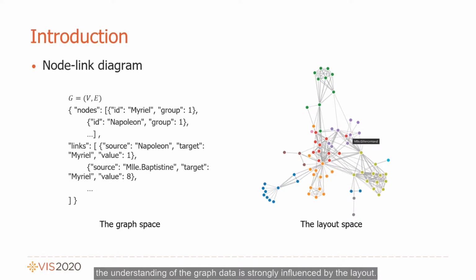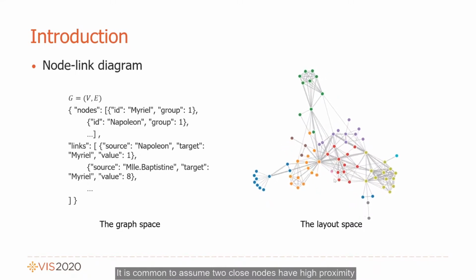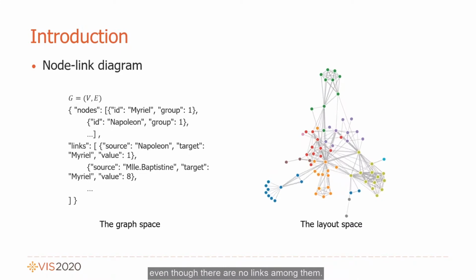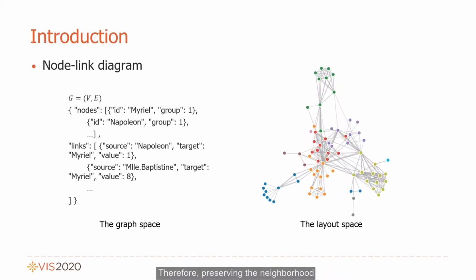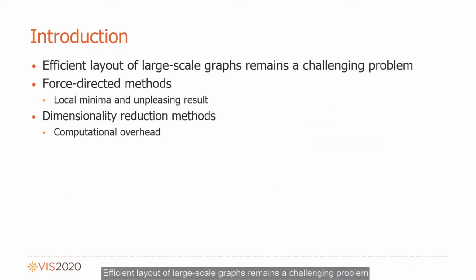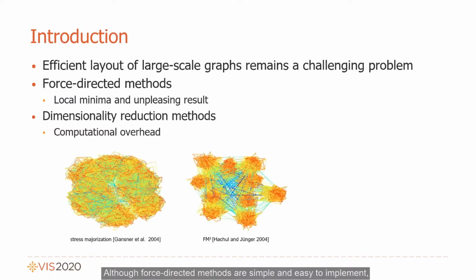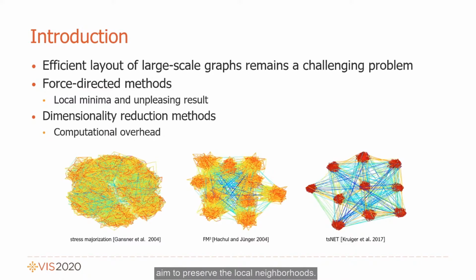However, the understanding of the graph data is strongly influenced by the layout. It is common to assume two close nodes have high proximity even though there are no links among them. Therefore, preserving the neighborhood is an essential concept of graph layout. Efficient layout of large-scale graphs remains a challenging problem. Although force-directed methods are simple and easy to implement, they are not good at preserving local structures and may converge to local minima. Nonlinear dimensionality reduction-based methods aim to preserve the local neighborhoods. However, they suffer from high computational and memory complexity.